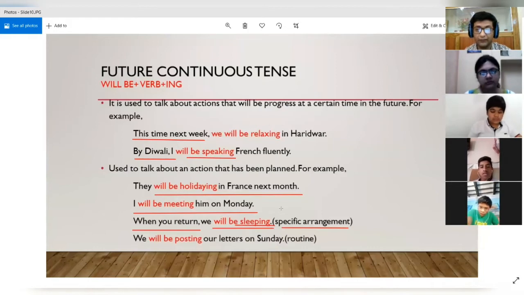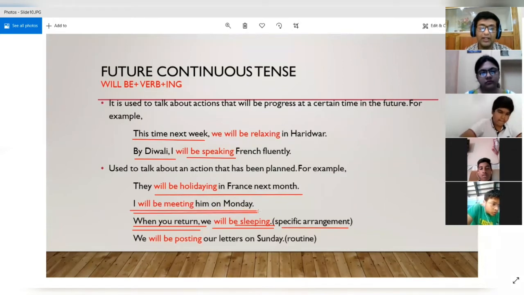So it is something different. This action has been planned that we will be sleeping at that time, but we are also putting in a certain condition, a specific arrangement. And if you see in the second example, there is no specific condition or arrangement given. It is just stating a fact that an action has been planned and it will be carried out. But in the third example, a specific condition of you returning is added. So when any specific arrangement has been added, then we will only use the future continuous tense.